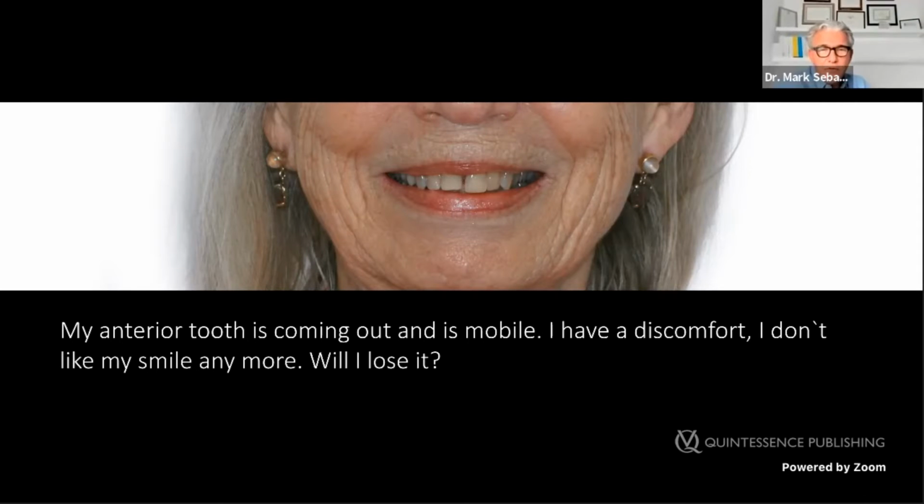This is a patient of mine, an older woman, 79 years old. She came and was asking for a solution. She was afraid of losing her front teeth. She thought her smile was still okay, but there was a big mobility on the front teeth, and she was really afraid of losing them.